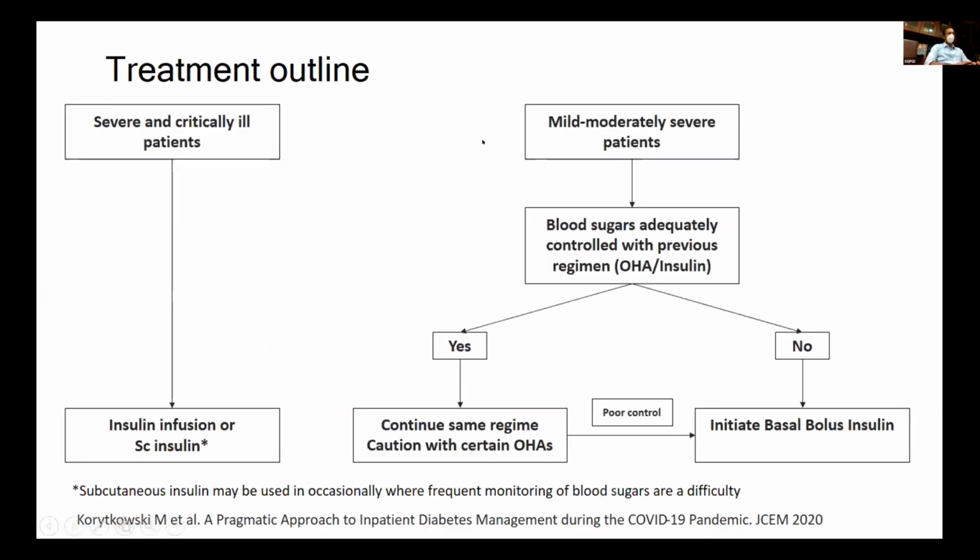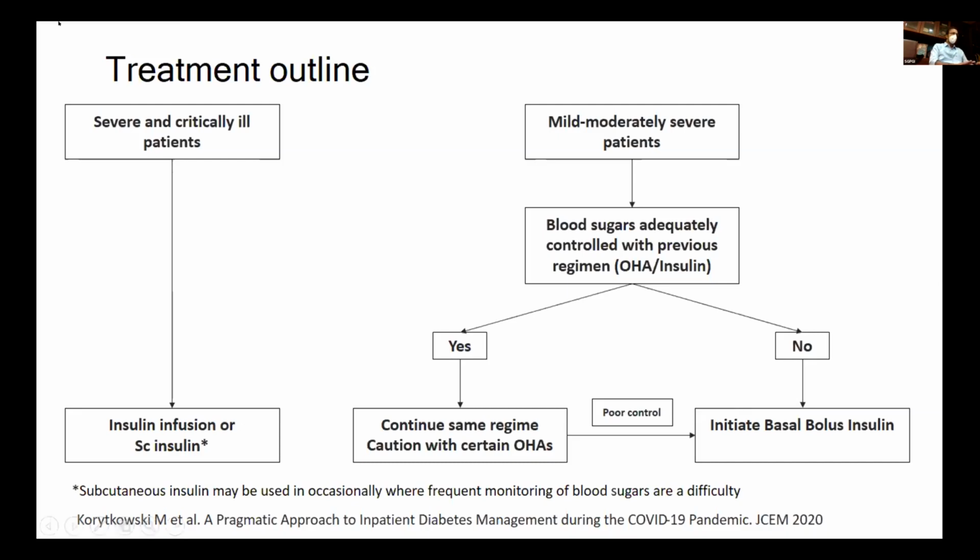So what is the treatment regime? Previously, I have mentioned that a very small set of patients can be managed on OHA, basically those whose blood sugars are controlled and they are eating adequately and they do not have any organ dysfunction such as liver failure, kidney failure, or heart failure. Apart from those, all patients will require insulin.